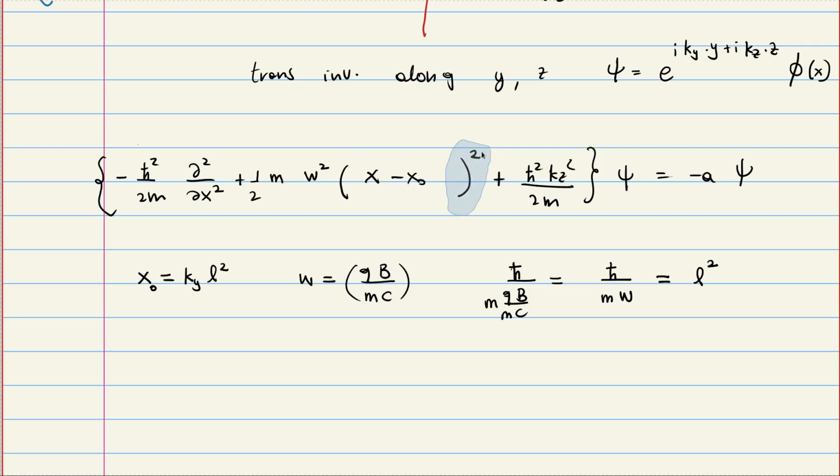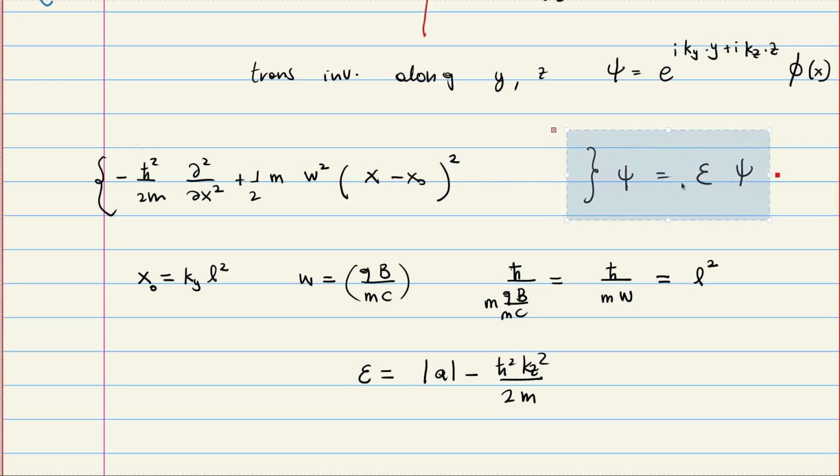I have this. Good. And lastly, I want to take this h bar squared over k to this side, and I want to define some epsilon, if you want, the absolute value of A minus h bar squared kz squared over 2m. I can write it like epsilon, and I can erase this. Okay, now we are done.